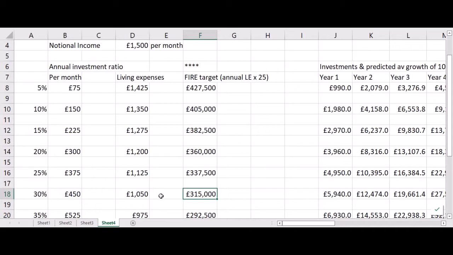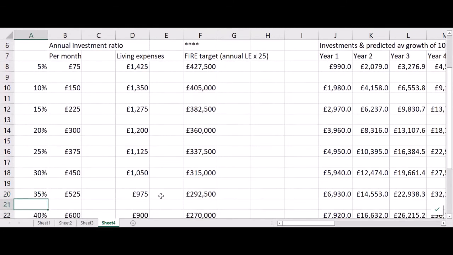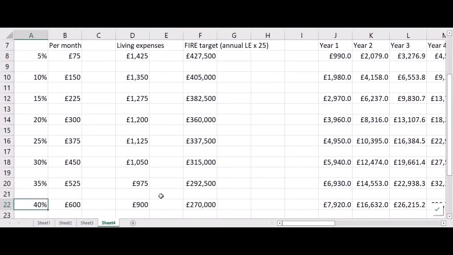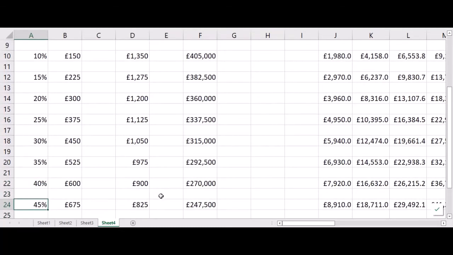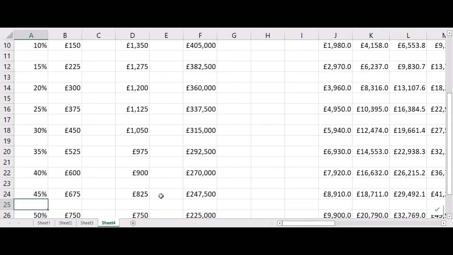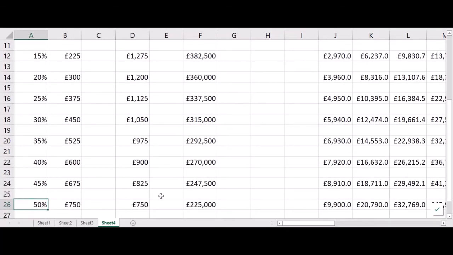So it's interesting just to see how this actually plays out in reality. Let's look at the other numbers that I have done this for. As I say, 30% there, 315,000 the target, 35%, 292.5, 40% would give you 270,000, 45%, 247.5, and 50% would give you a FIRE target of 225,000 for an income of £1,500 per month.